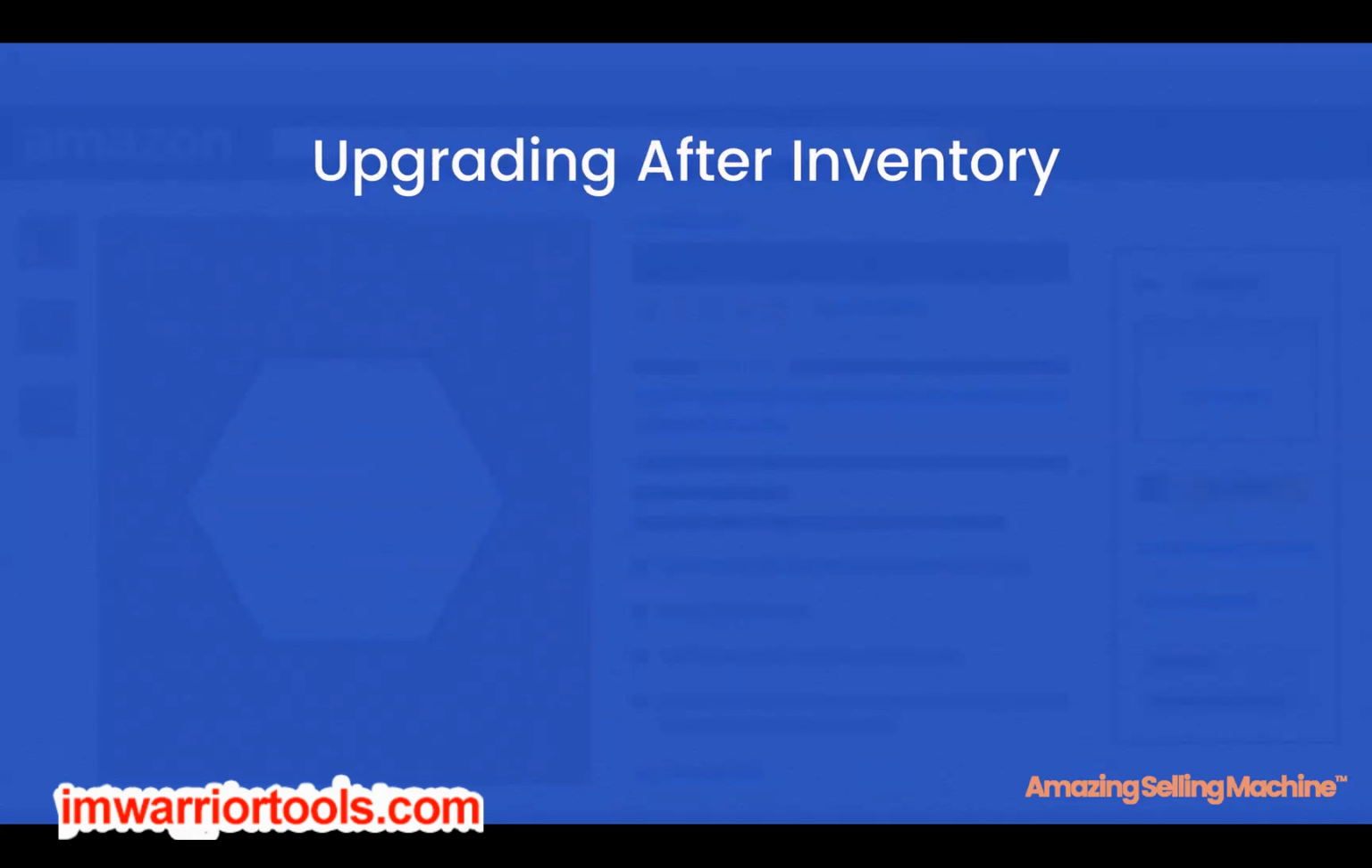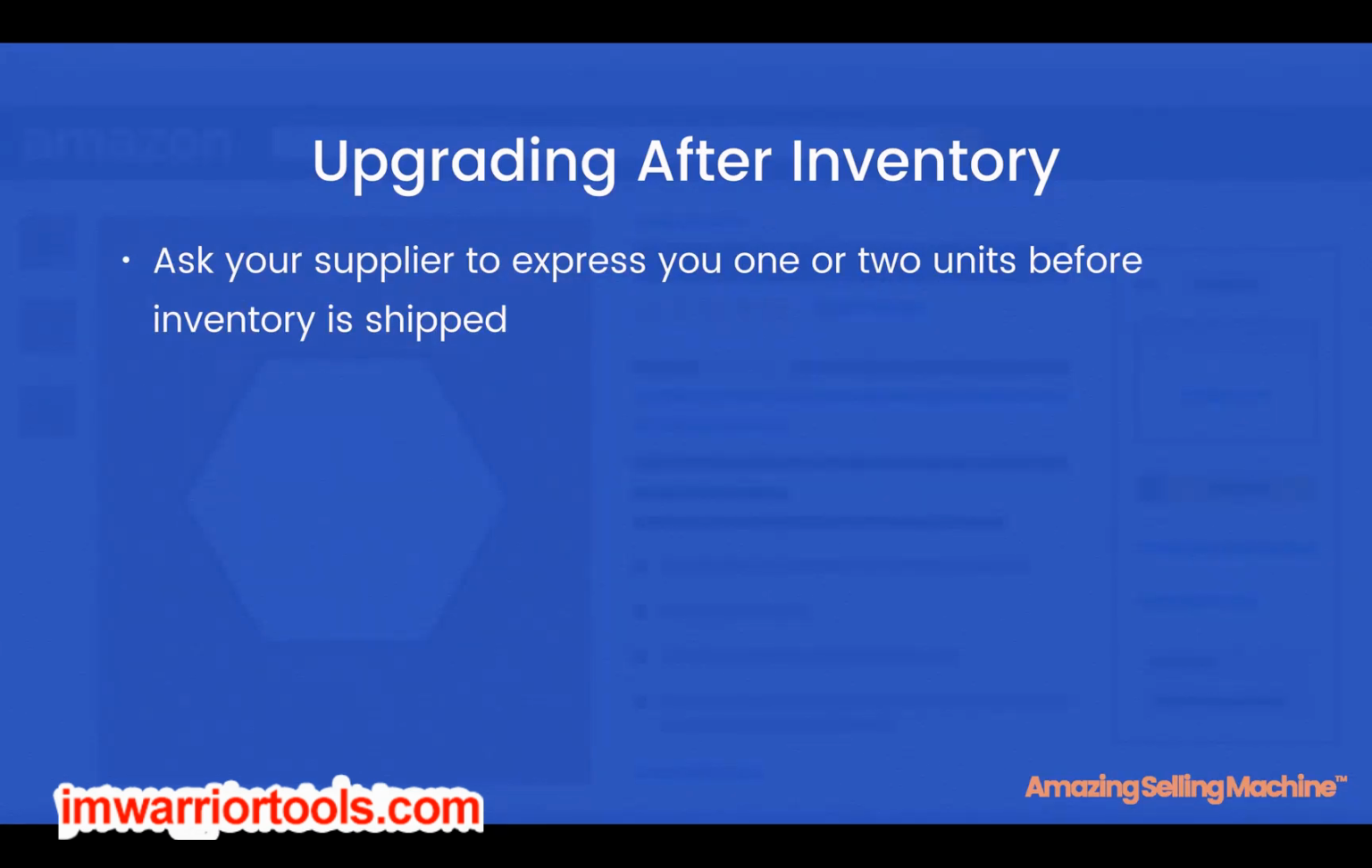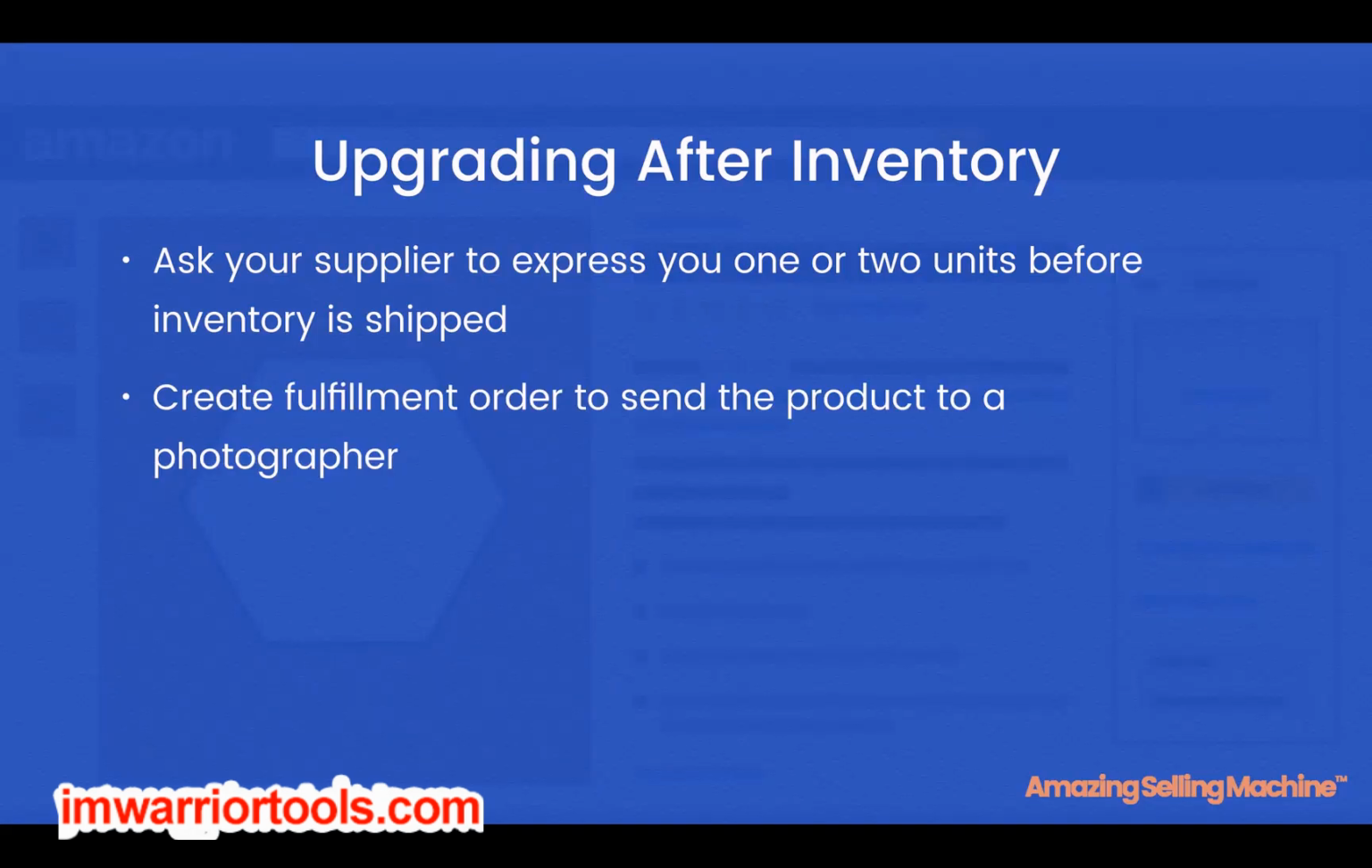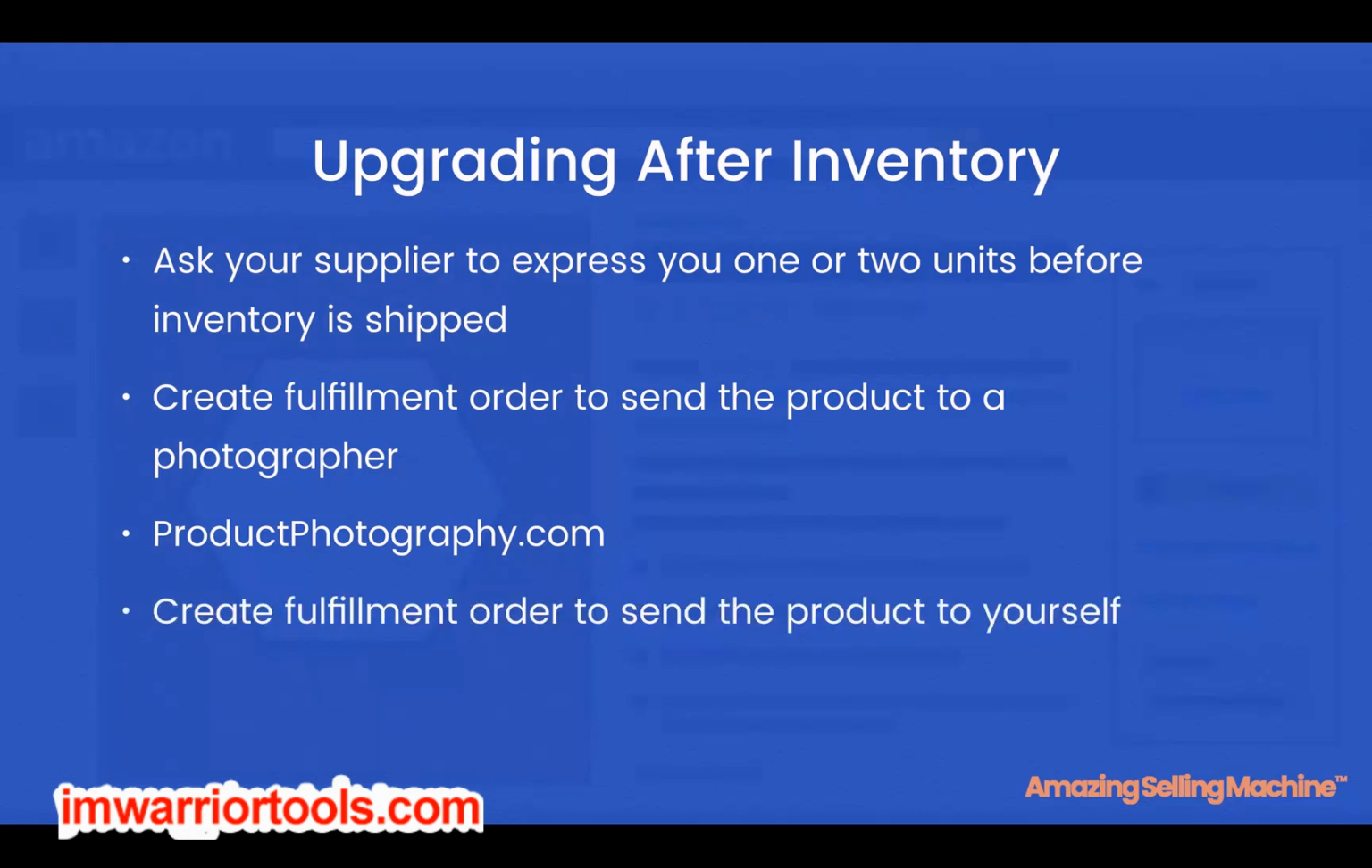Upgrading after inventory. Ask your supplier to express you 1 or 2 units before inventory is shipped. Or once it's arrived at Amazon, create a fulfillment order to send the product to a photographer. Now, there are a huge number of services out there to get photograph images done. One we recommend is productphotography.com. Now, a warning, they are expensive, but they do deliver high quality images and also are capable of doing some lifestyle images. Alternatively, after your inventory's arrived, if you didn't get your supplier to send one, just create a fulfillment order to send the product to yourself and then take pictures.